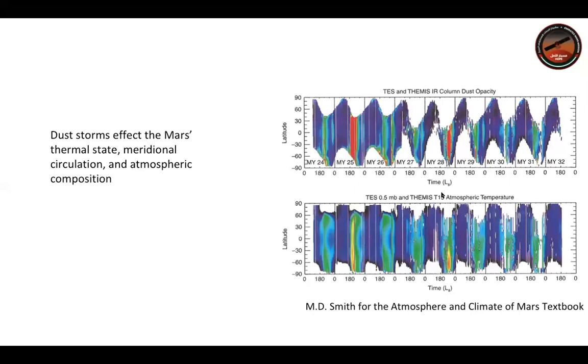So why do we care about dust storms? Dust storms can affect the thermal state of the Martian atmosphere. You can see that in these plots, where on the x-axis is a unit of time, the solar longitude, and each line represents the beginning of a new year. The top plots show you the dust events, basically the opacity, and the bottom plots show you the temperature.